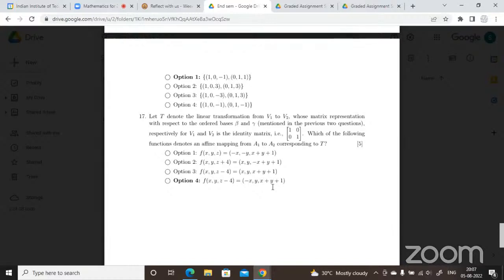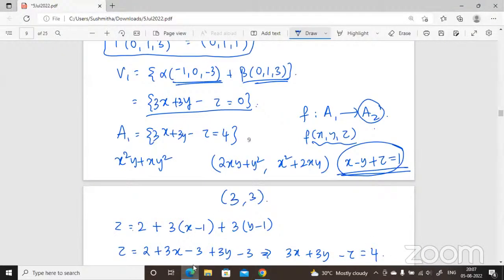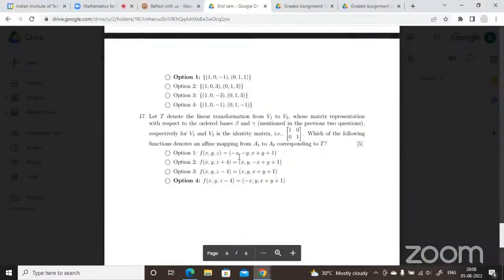Ma'am, so we have to guess the point? But in the question it is not given. Here the point is not given. So we have to guess. Here it is 0, 0, comma. Once I know 0, 0, the z coordinate has to be 1 or minus 1. It has to be 1, right? If x is 0, y is 0, z has to be 1. So if some option had 0, 0, 2, then that would not be a right option.